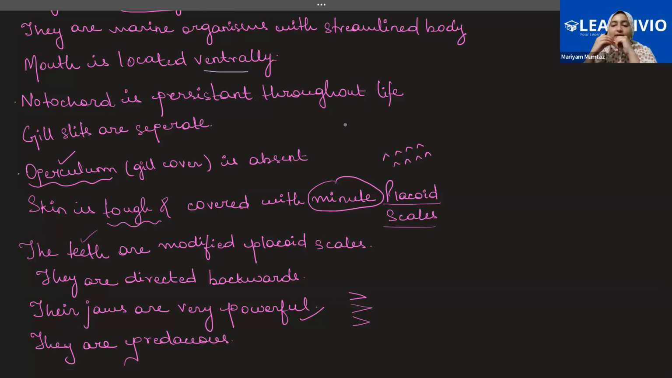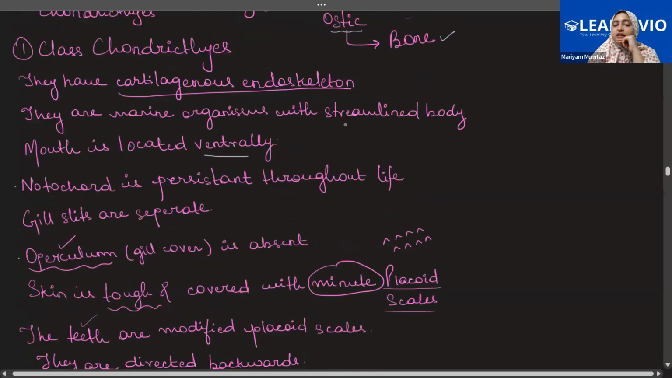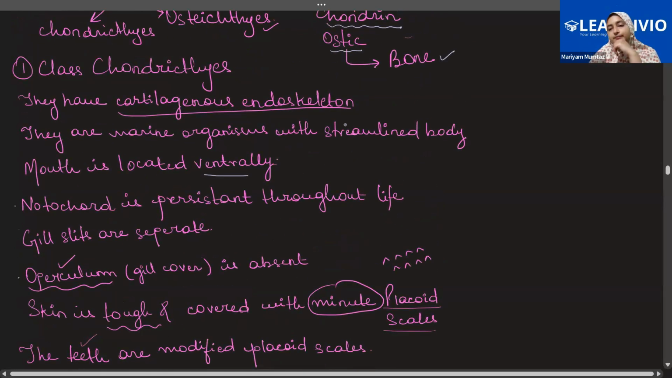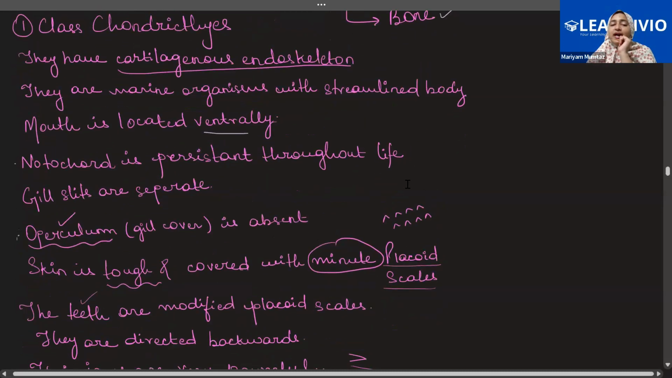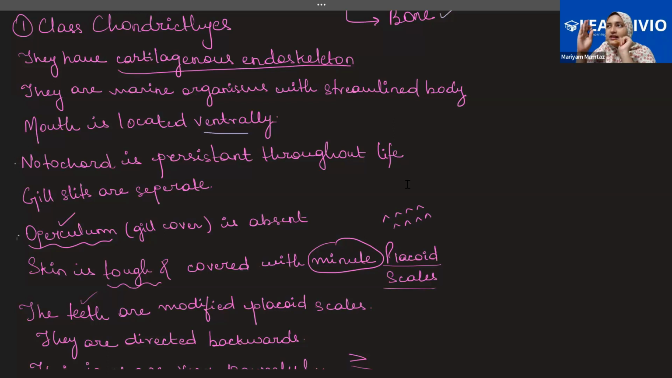Do you understand what gills are? What is the function of gills, students? They are used for breathing. Breathing for fishes, right? Not just fishes, there are many organisms. In those fish-like organisms, the gills are covered with a curtain-like structure, and that curtain-like structure is the operculum. But in the class Chondrichthyes, the operculum is absent.